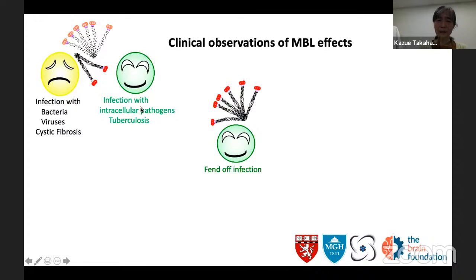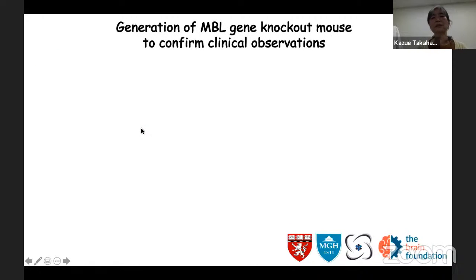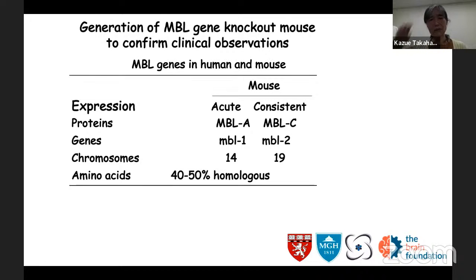On the other hand, these Mbl deficient people are better against intracellular pathogens. At the time, we knew only about TB. So because of this clinical notion, we generated Mbl knockout mice. Now I have to mention the gene compared between mouse and humans.